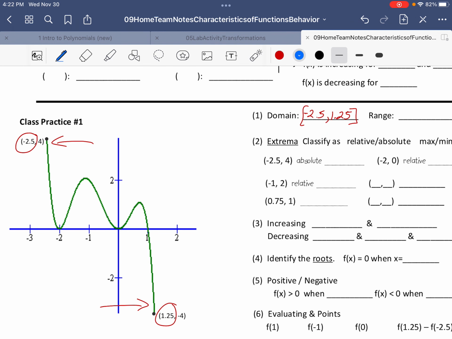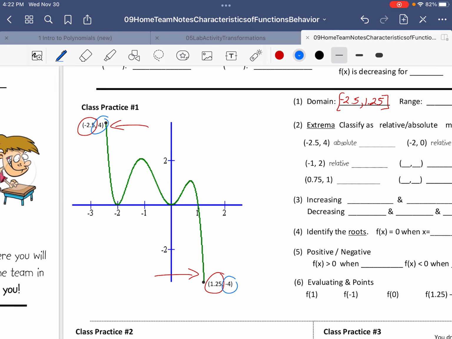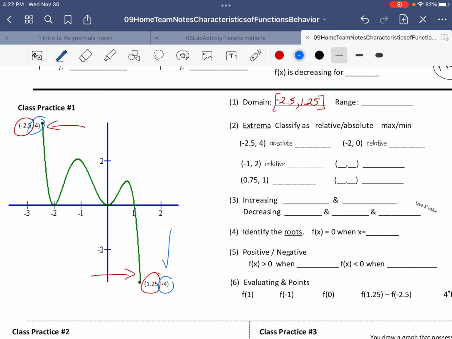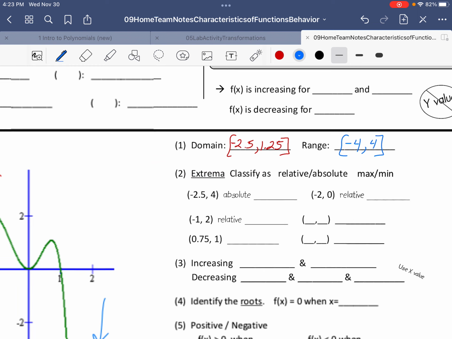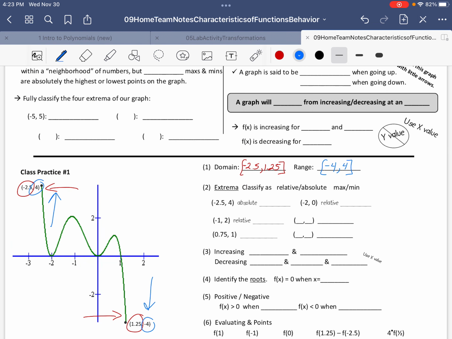How about the range? The range would be the y values on the graph. Notice that I'm looking at how far the graph can go down and how far the graph can go up. With these two circled y values, the graph is between negative 4 and 4. That is, every y value is between negative 4 and 4.